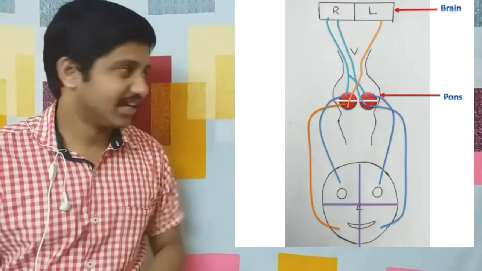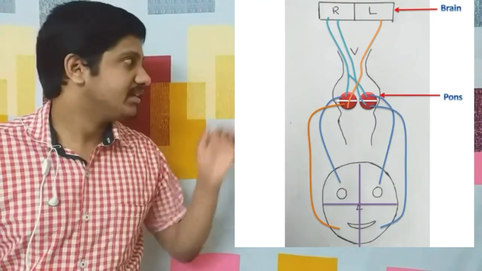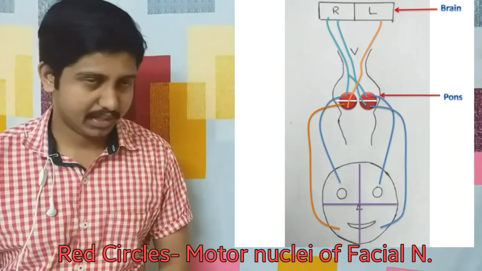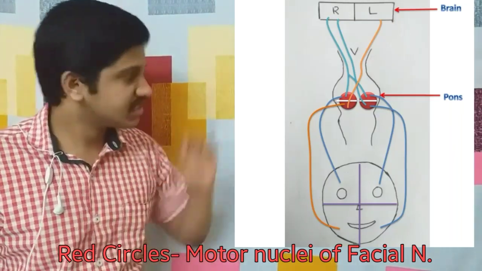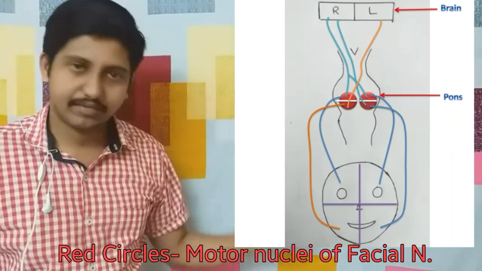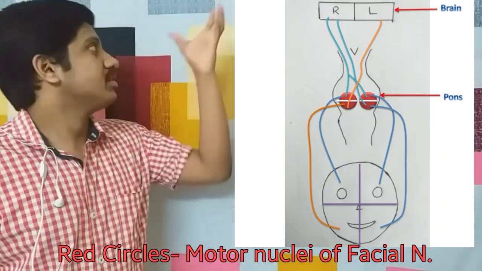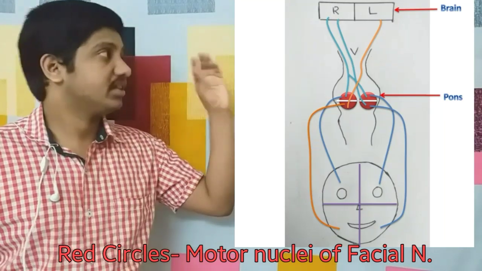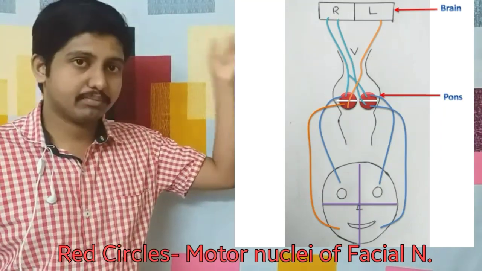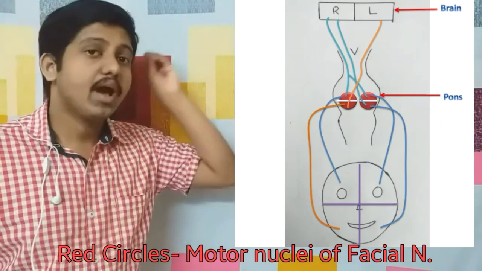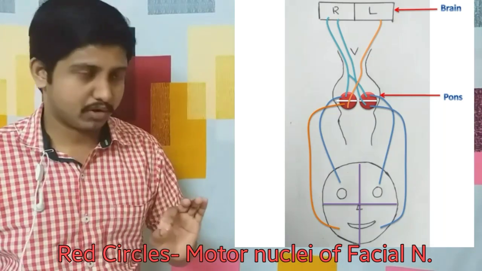Okay, so friends, this is the course of the facial nerve. You can see the lower motor neuron is nothing but the part from the motor nucleus and also the entire facial nerve. The upper motor neuron is nothing but the nerve fibers from the cerebrum, the brain, from both the hemispheres towards the motor nucleus. They are the upper motor neurons.